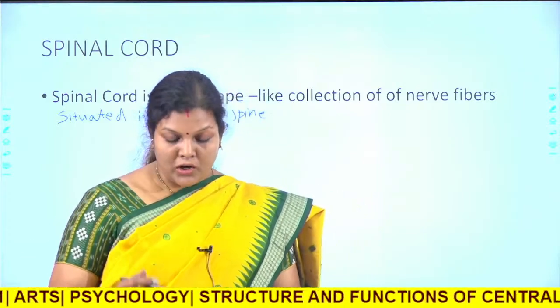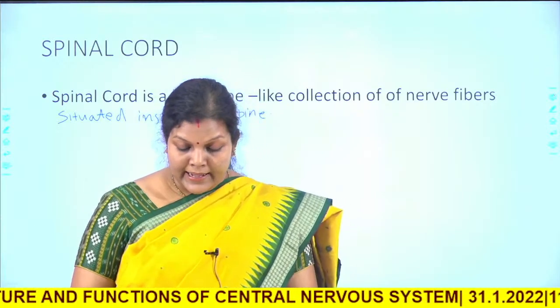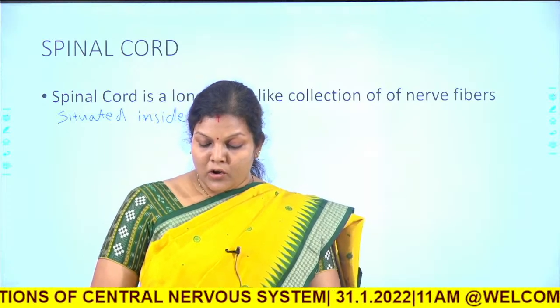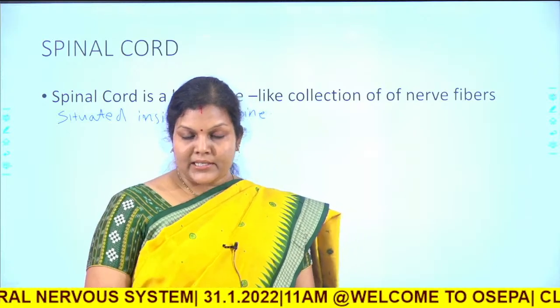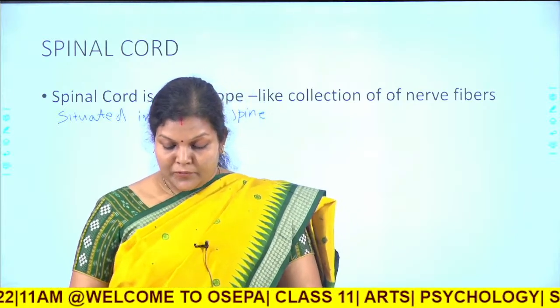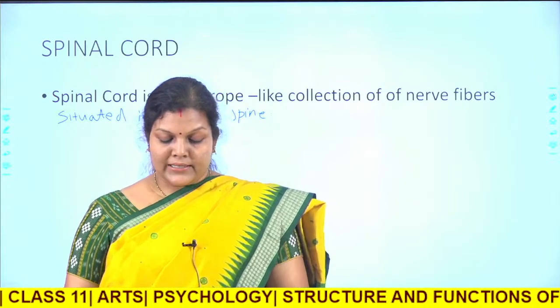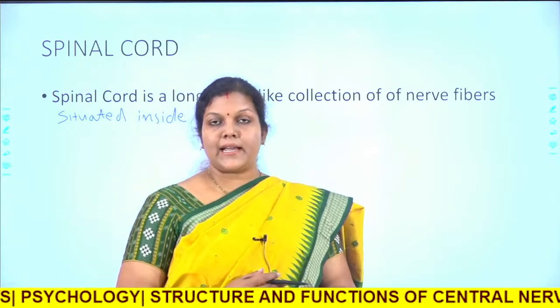Its structure all along its length is equal, similar everywhere, and the interior of the spinal cord is grey, butterfly shaped, present in the center of the spinal cord, and it contains association neurons and other cells.